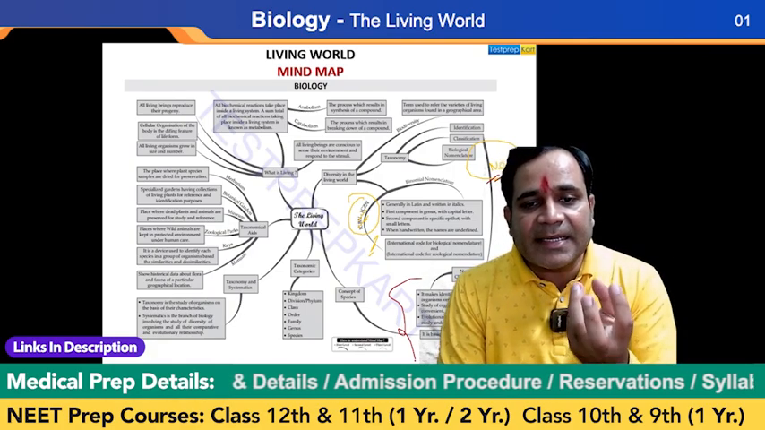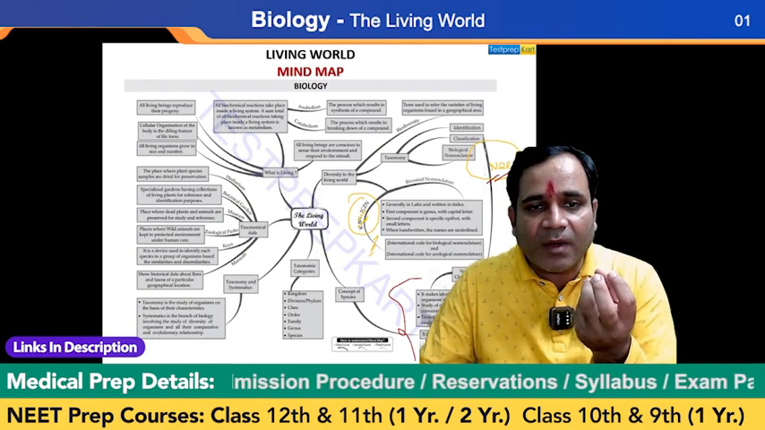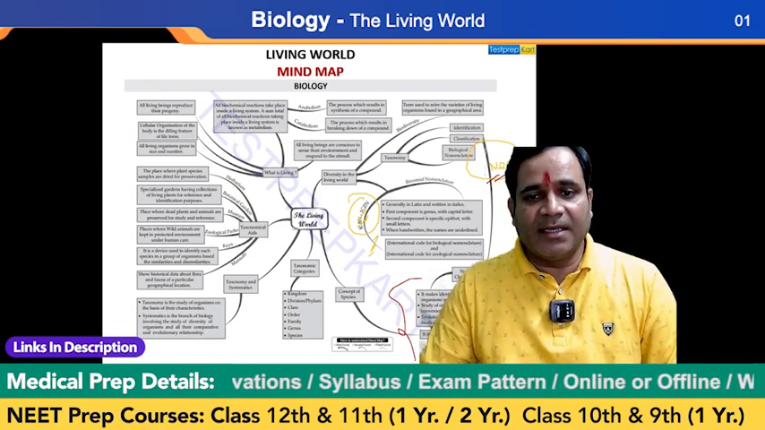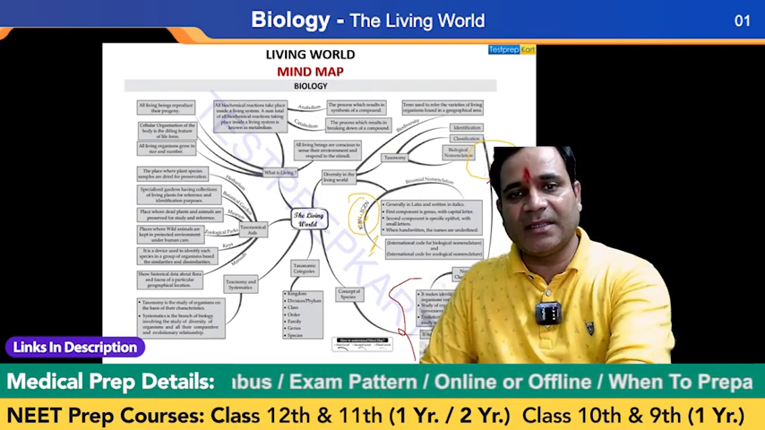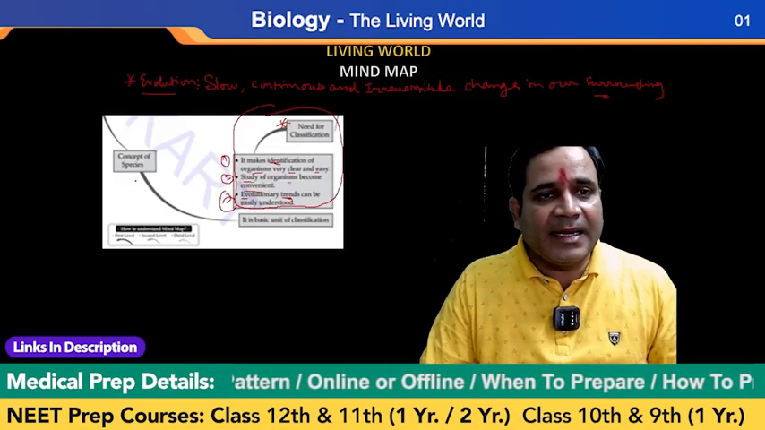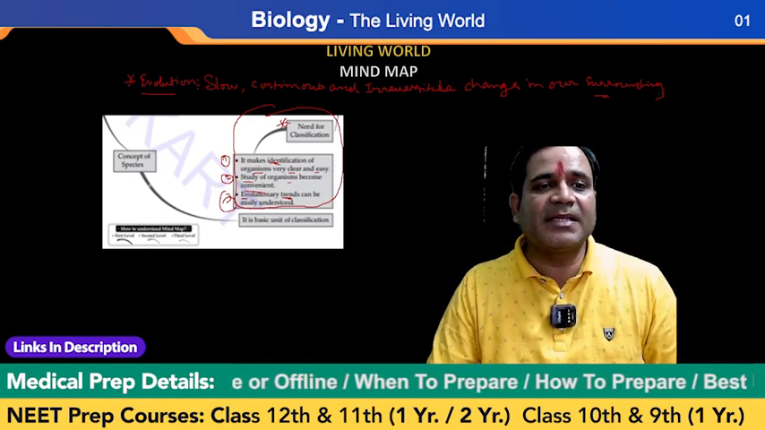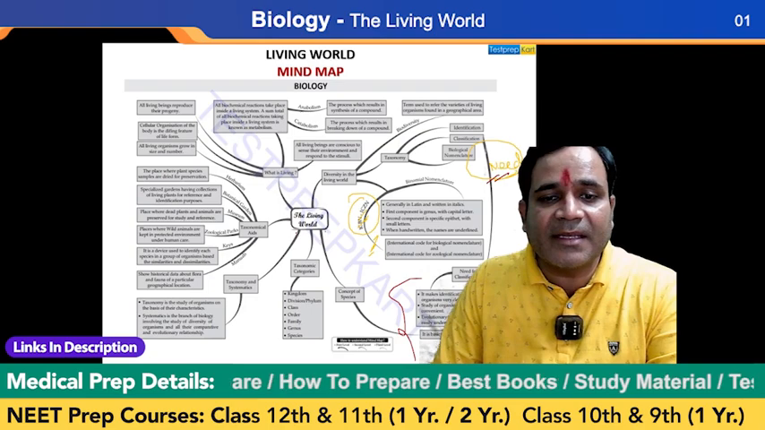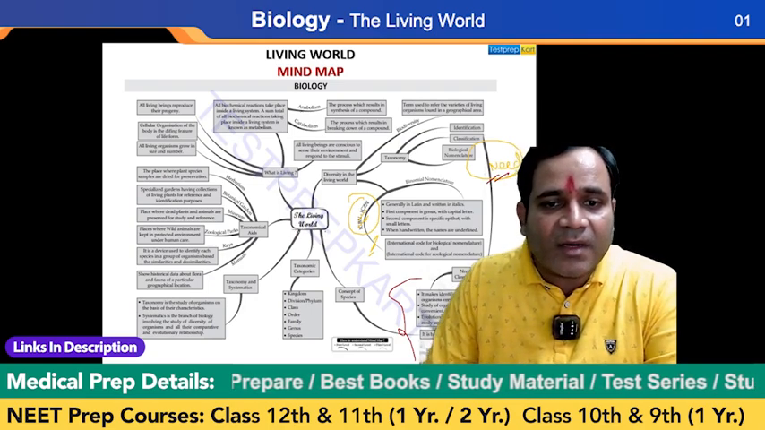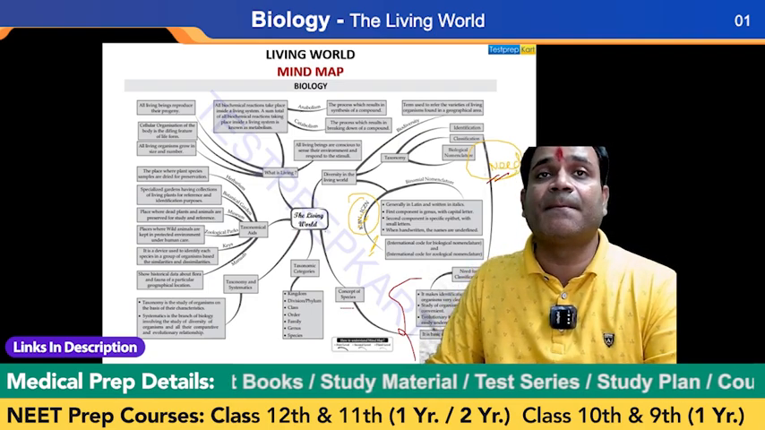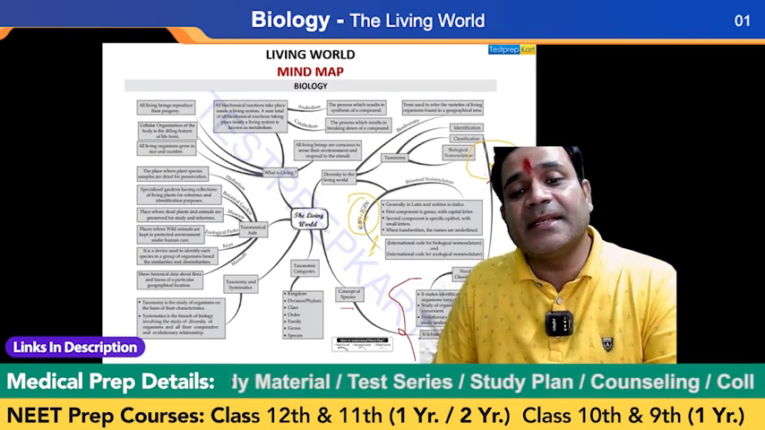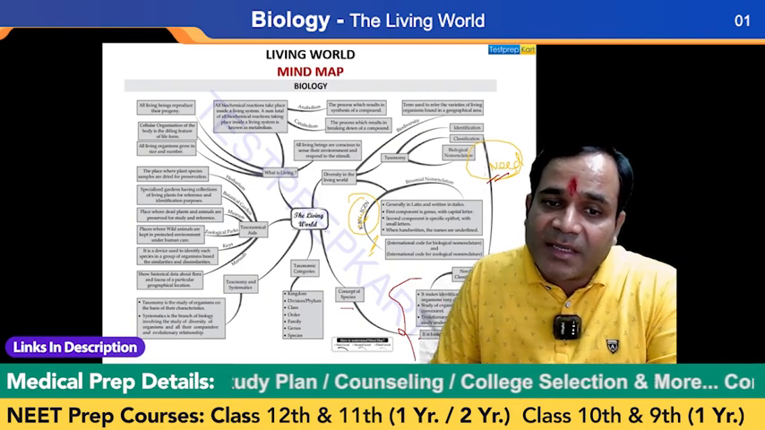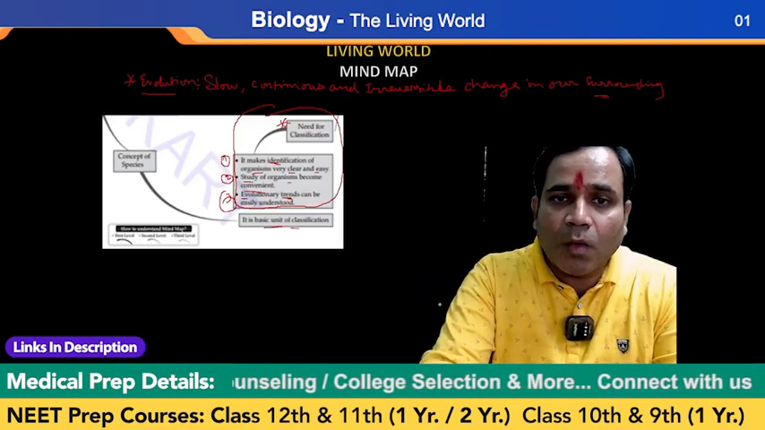The basic concept. What basic unit of classification does the living world have? Here, the concept of a species is the basic unit of classification. Why am I saying this? Because in the living world there is a concept of a species. It is a basic unit of classification. Correct? The need of classification is clear. Okay.